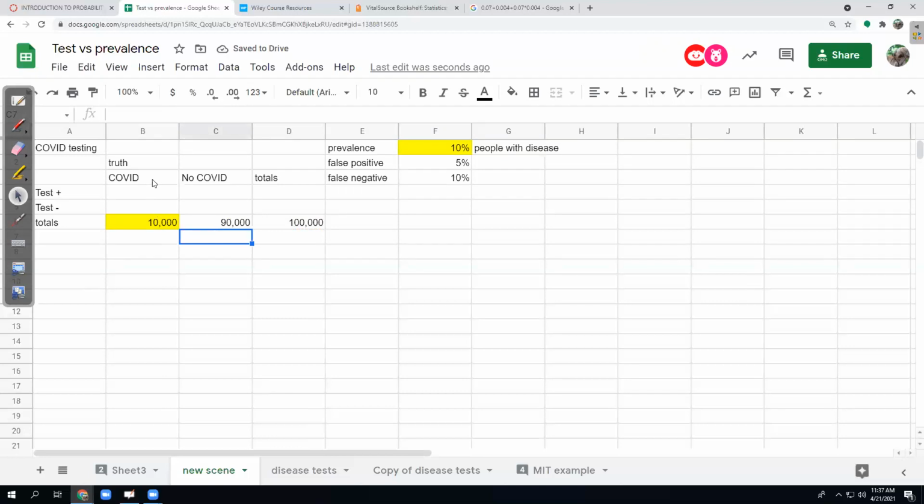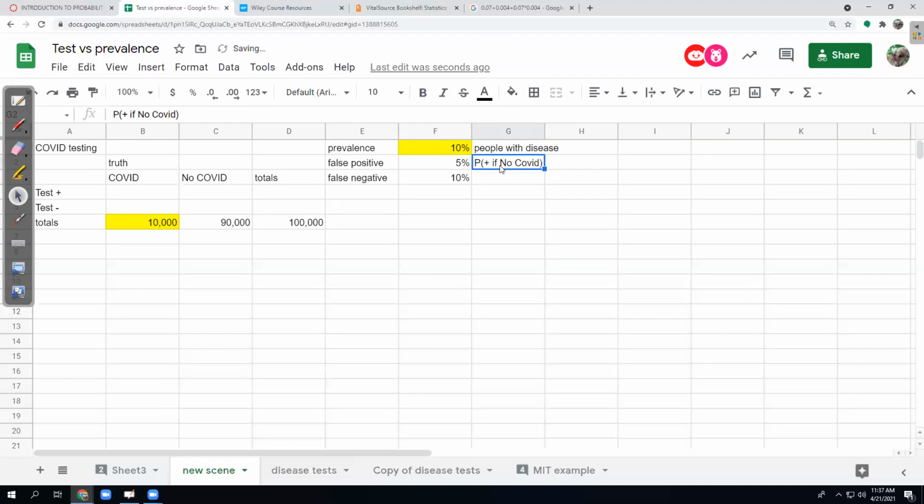Once I know the people who have COVID and not COVID, I can think about the false positive and false negative. So let's remind ourselves what false positive means. So false positive is the probability that you got a positive test if it's wrong. Okay, so it said I had COVID, but I don't. So if no COVID.